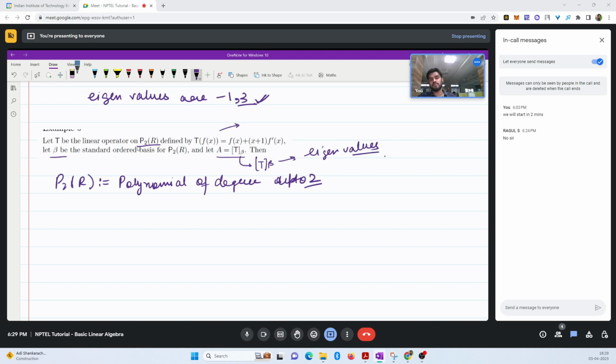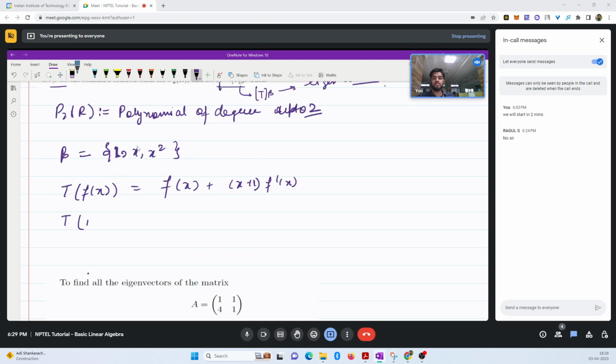So first of all, what is the standard basis for polynomials up to degree 2? This is 1, x, x square. We'll try to find the matrix first, this A matrix. So T of f of x is given as f of x plus (x plus 1) into f dash of x. So what is T of 1? T of 1 would be 1 plus (x plus 1) into 0, which is equal to 1 plus 0 times x plus 0 times x square.